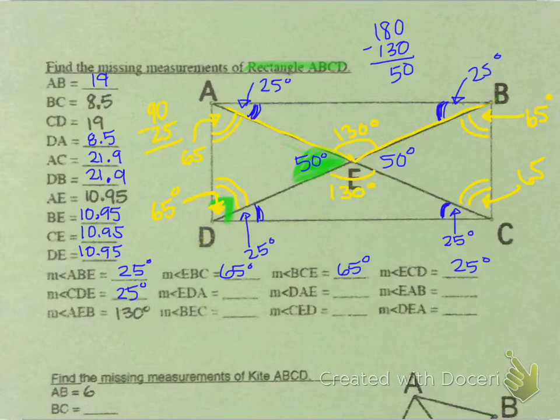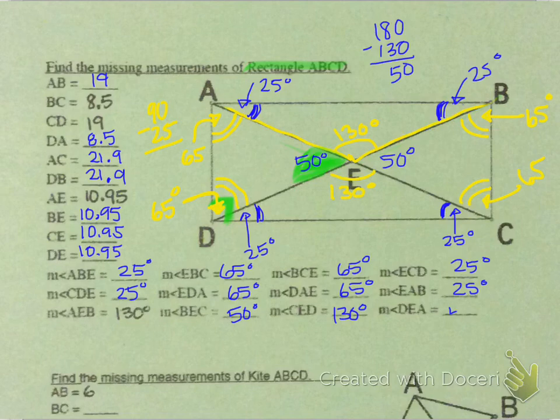Angle EDA, 65. Angle DAE was 65. Angle EAB, that one was 25. Angle BEC was 50. CED was 130. And DEA, that one was also 50.